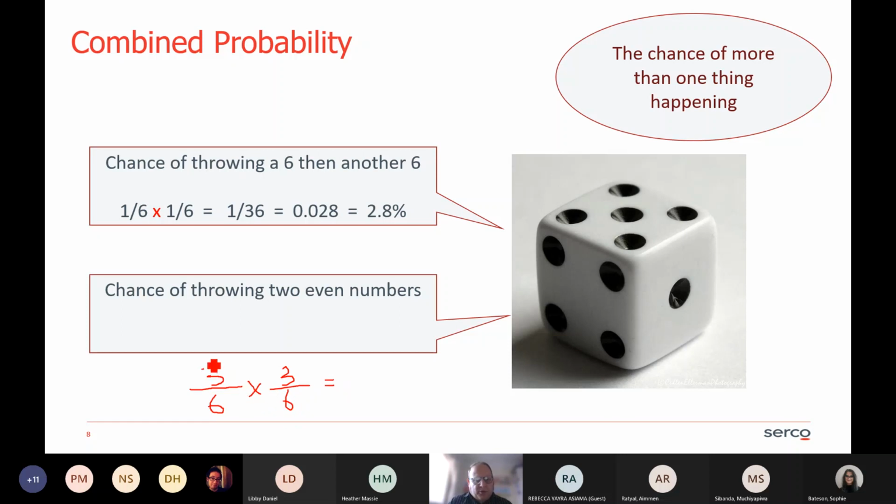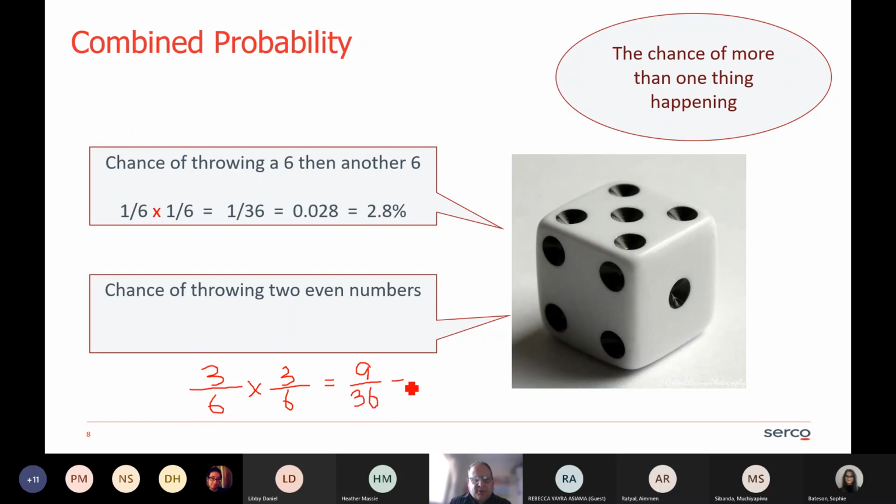One thing I would say at that point, you may be looking to say 3 over 6 is the same as a half, so I could simplify that to a half. What I strongly recommend when you're working with fractions is don't simplify it yet. Keep it as it is, and we'll look at simplifying at the end. So 3 times 3 is 9, and 6 times 6 is 36.